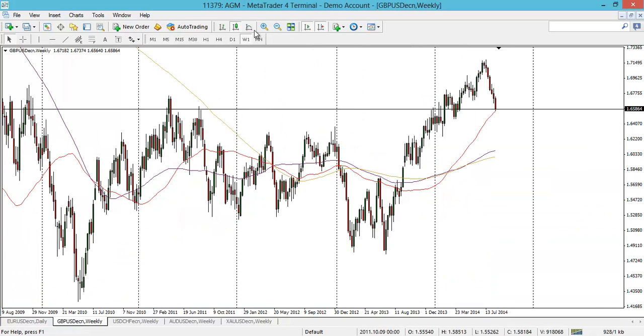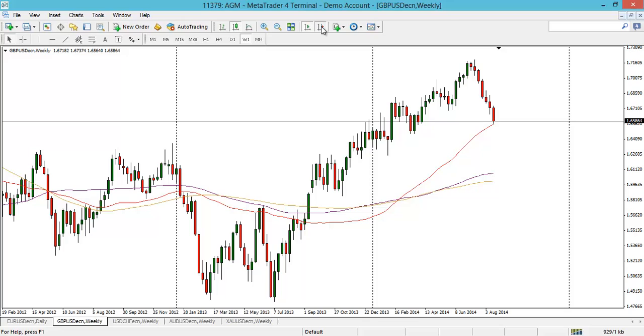Okay, let's look at cable on the weekly. What's going on? Similar to Euro, continuing to slide down. The last 6 weeks have all been red candles. This is the 7th week. But you can see last week I said keep an eye on this 50-week moving average.